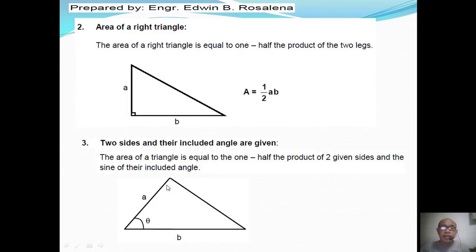If we are given another angle which is not included between the 2 sides, of course, we cannot use this formula. It is applicable only, again, if we are given 2 sides and the included angle, which is the angle in between the 2 given sides. So area is equal to 1/2 the product of the 2 given sides AB and the sine of the included angle theta.